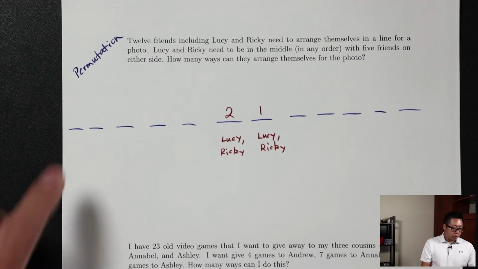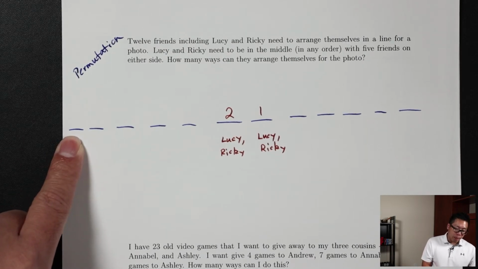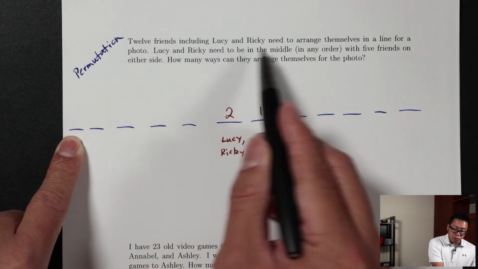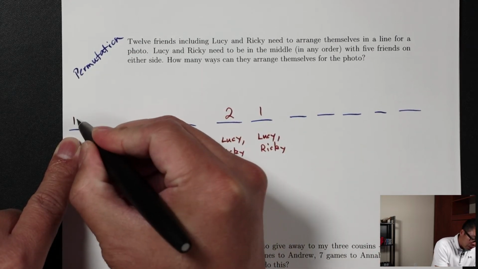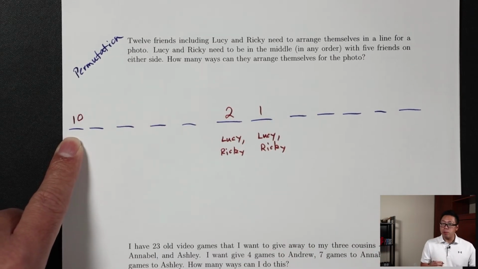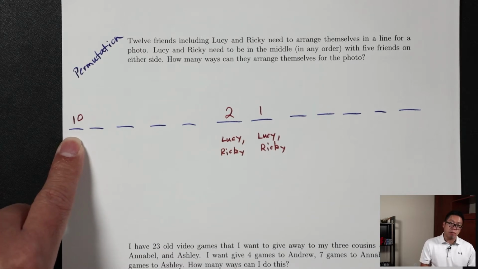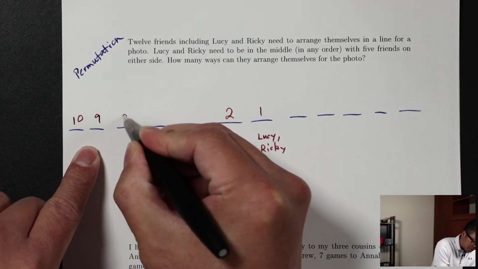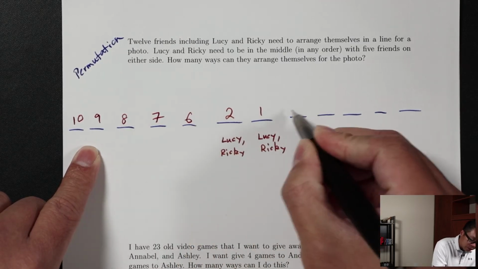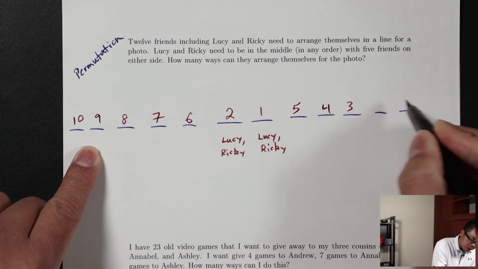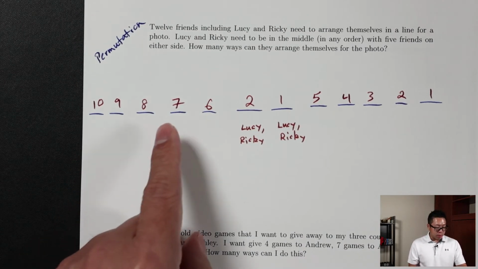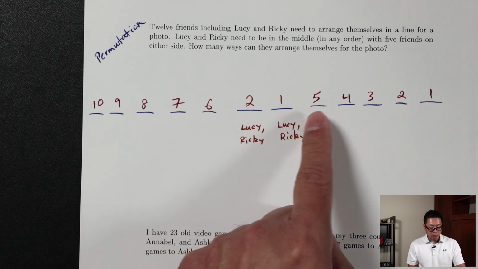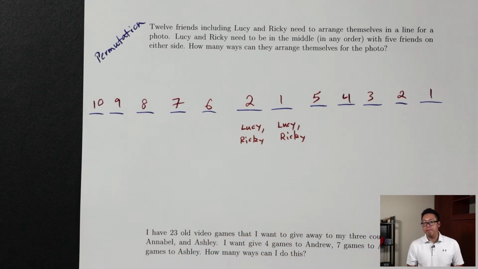Okay, and now for the friends. This blank here, how many friends do we have? So there's 12, including Lucy and Ricky. So if we take out Lucy and Ricky, there's 10 people left. For the same reason, we're talking about people here, so we're not going to repeat. So I do have to reduce down to 9, 8, 7, 6, 5, 4, 3, 2, 1. Okay, so final answer, 10 times 9 times 8 times 7 times 6 times 2 times 1 times 5 times 4 times 3 times 2 times 1.